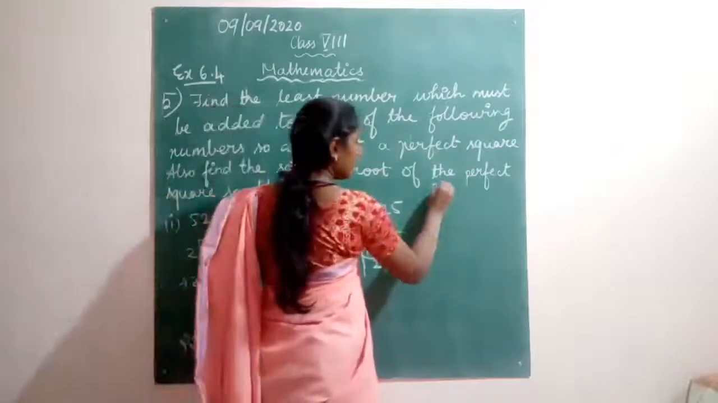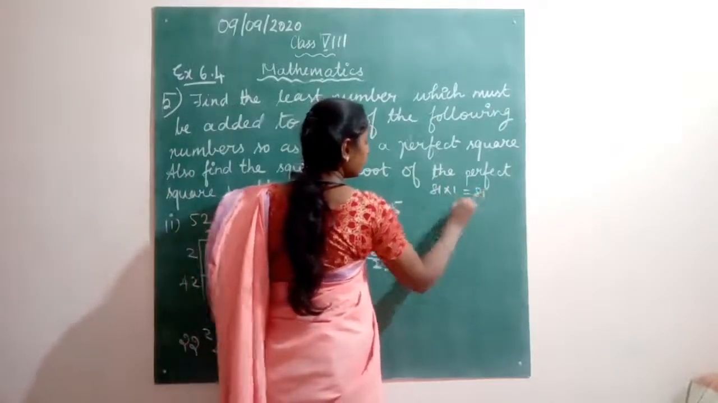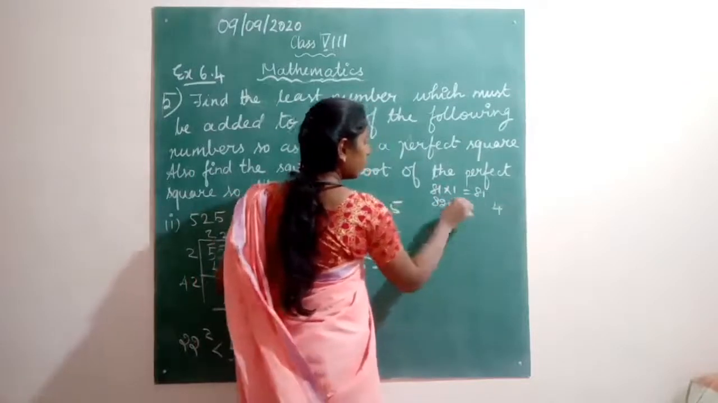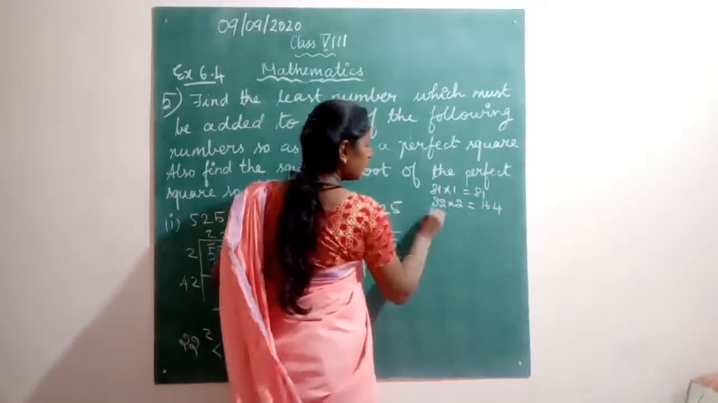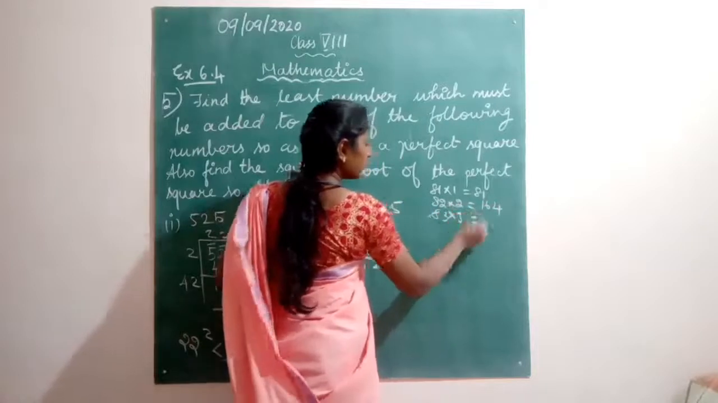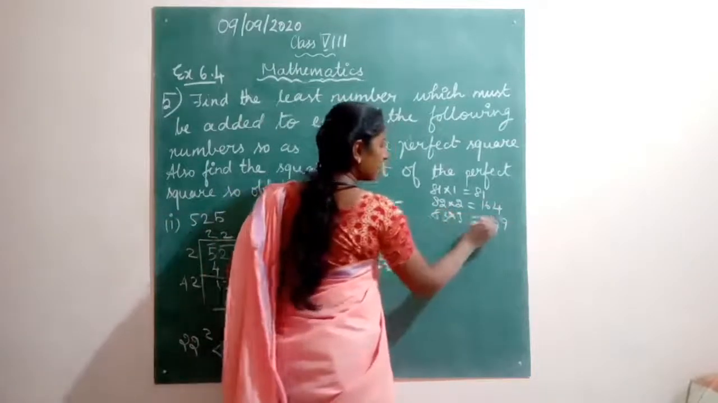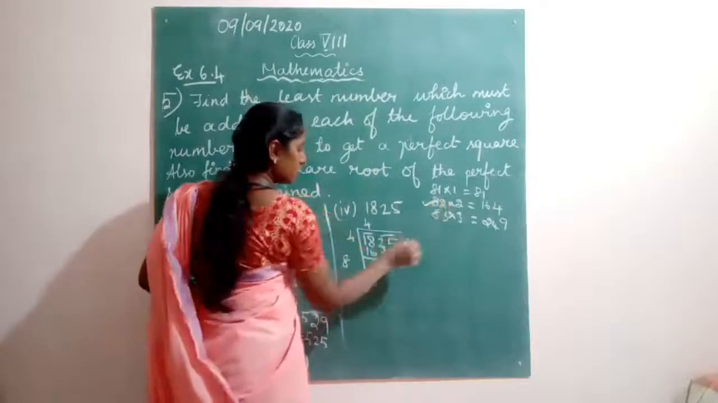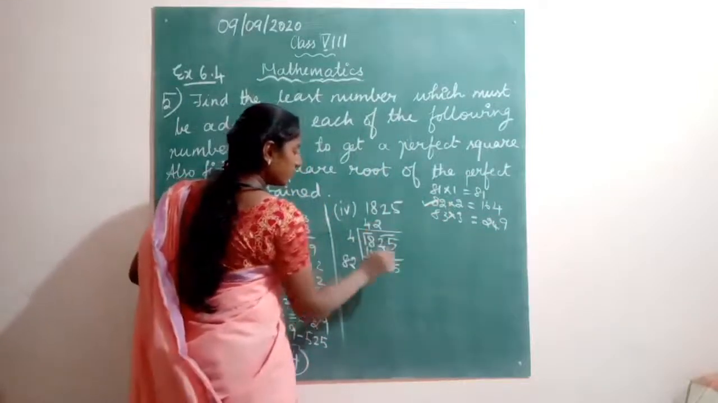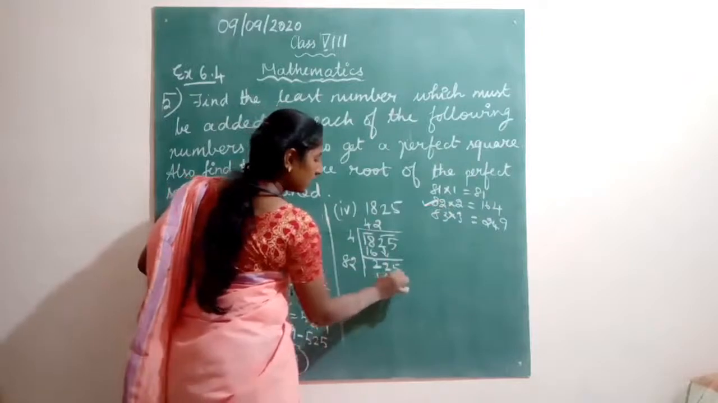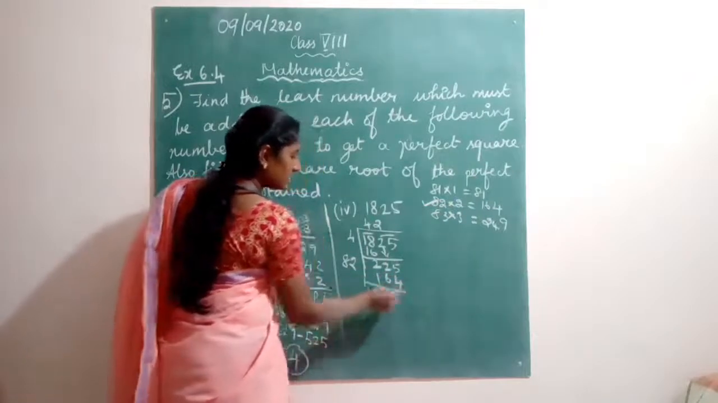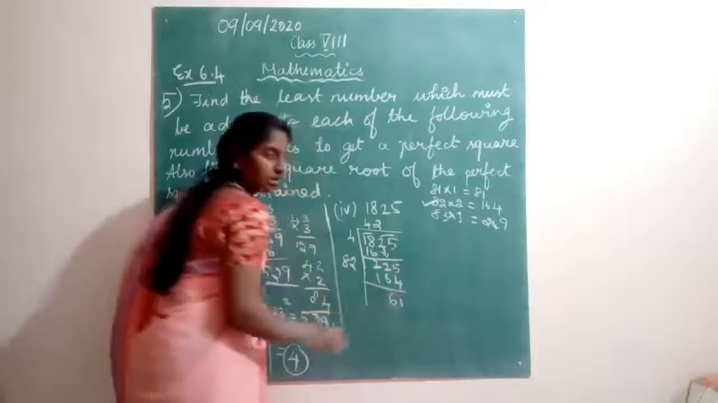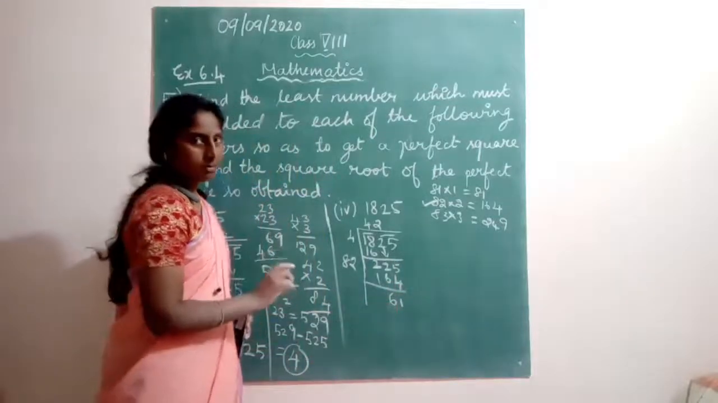Look here, 81 into 1 is 81. 82 into 2 is how much? 2 2s are 4 and 2 8s are 16. 83 into 3 is how much? 3 3s are 9 and 3 8s are 24. This is more than 240, right? So you can take only this one. So 2 and 2, 164. What is the remaining actually? 22 minus 16 is 6, so 61 is remaining.